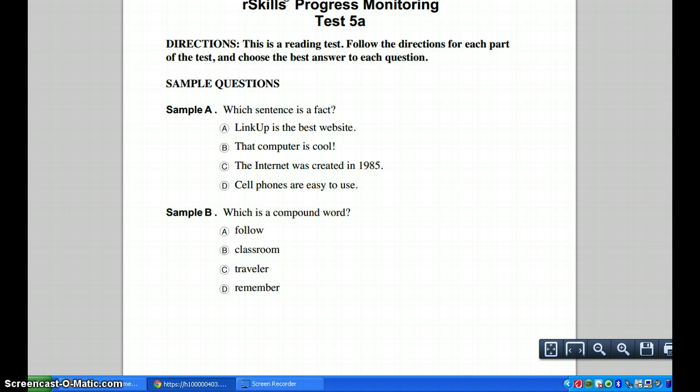Sample B, which is a compound word? A, follow. B, classroom. C, traveler. D, remember. Which is a compound word?